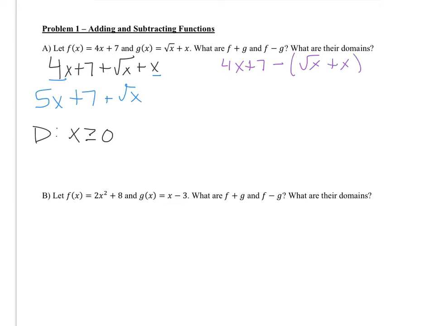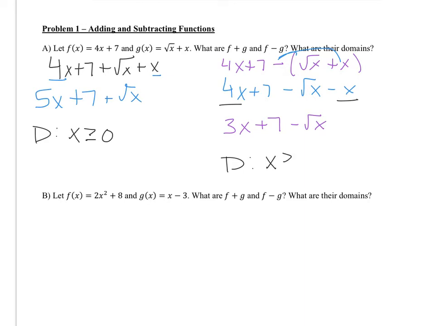You have to remember to distribute the opposite to both terms in here. So I have the 4x plus 7 and then distribute my opposite. And now again, I still have my two like terms right here. So it would be 4x minus x would give me 3x plus 7 minus the square root of x. When I'm looking at my domain, again, what numbers x can be, again, we still have that square root. We still cannot take the square root of a negative number, so x still has to be greater than or equal to 0. You should try to do the second one by yourself.